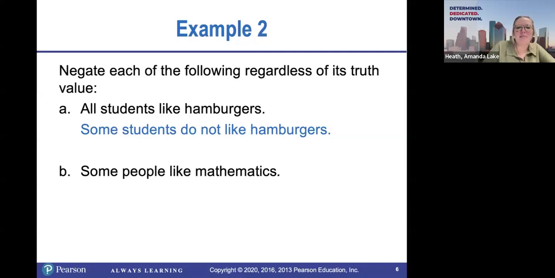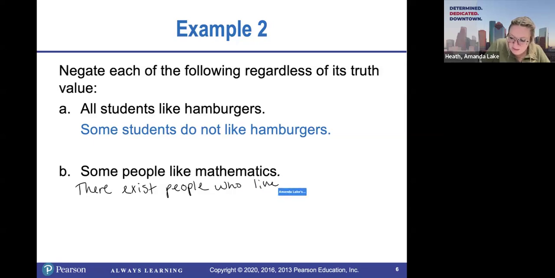Some people like mathematics would be a subset of the claim, all people like mathematics. So all people liking mathematics is not the negation of this statement. But to say some people like mathematics, that's the same thing as saying there exist people who like mathematics.